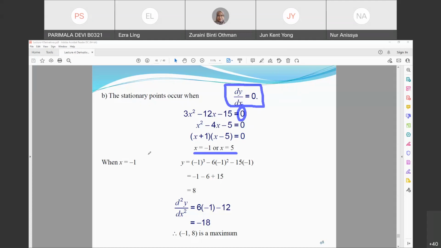So kita tahu bahawa kita ada dua titik. Untuk titik yang pertama, x sama dengan -1, nilai y dia ialah 8. So koordinat dia ialah pada titik -1 dan 8. Apa kaitannya dengan d kuasa 2y per dx kuasa 2? Masukkan nilai -1 ni ke dalam equation d kuasa 2y per dx kuasa 2, we get it is negative number. When it is negative number, so we can conclude it is maximum. Guna teori tadi.